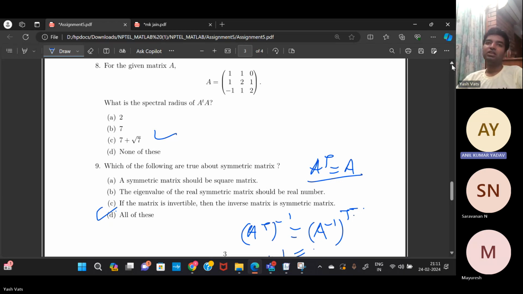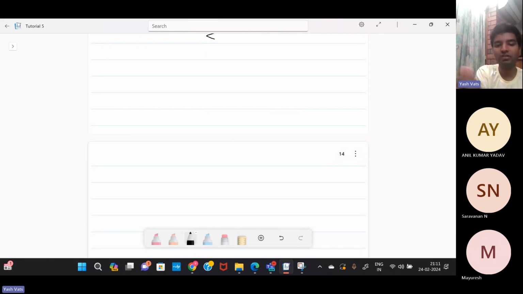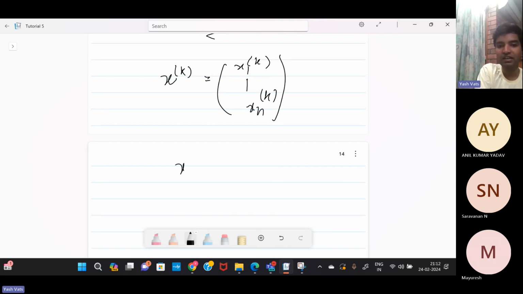So he's saying that if you want to stop the process, just take the error between the latest iteration and the immediately previous iteration, right? Let me show you once. So what is x^k? It is like x1^k, x2^k, right? And x^(k-1) is the previous one, right?